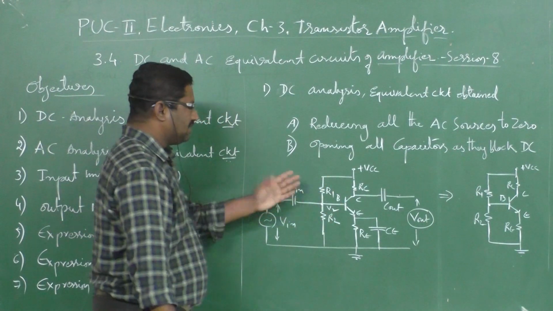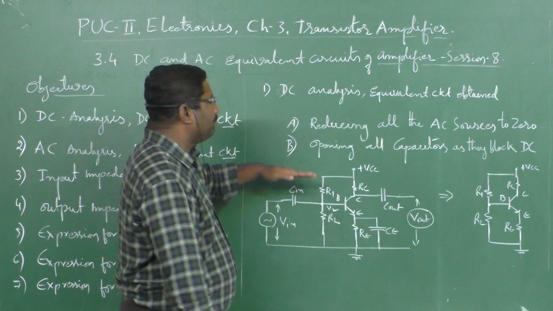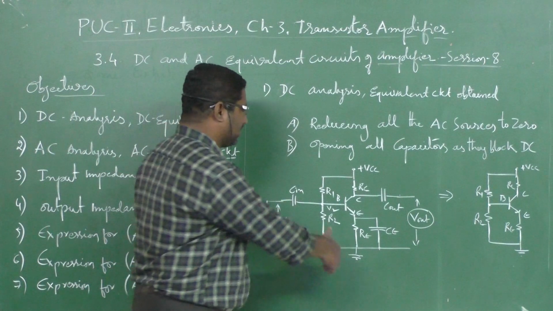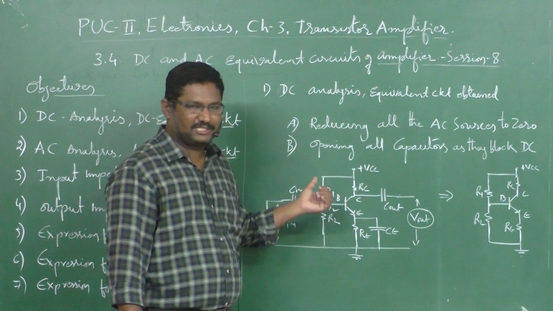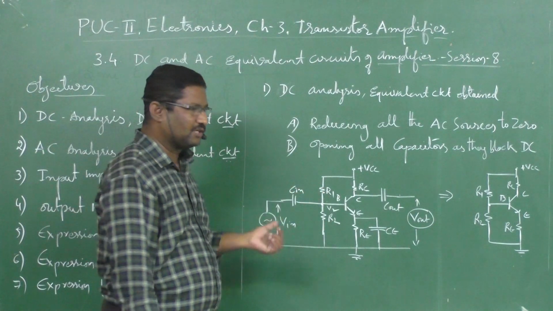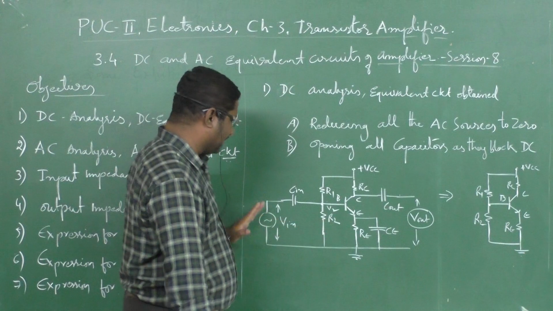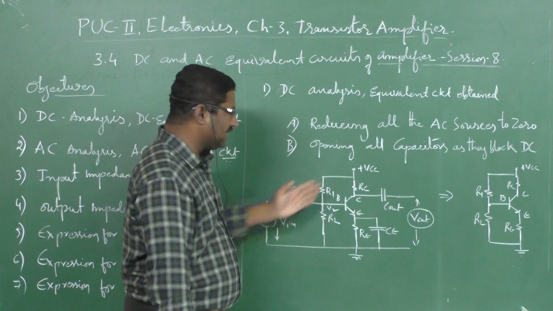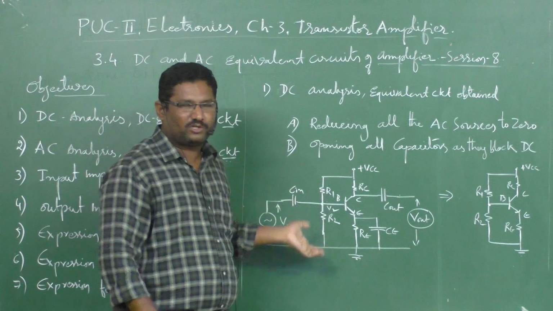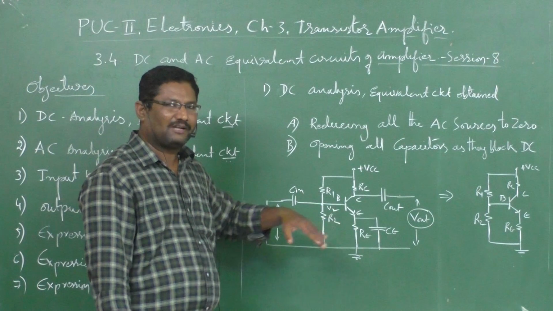This is the general thing I have been telling in earlier classes. Now this is a mixture. What is the need for analyzing the AC and DC equivalent of the circuit? Here we have the DC sources and here we have the AC signals. When we give the AC signal, will the AC and DC fight together or not, and how will it amplify? That is what we are seeing here.